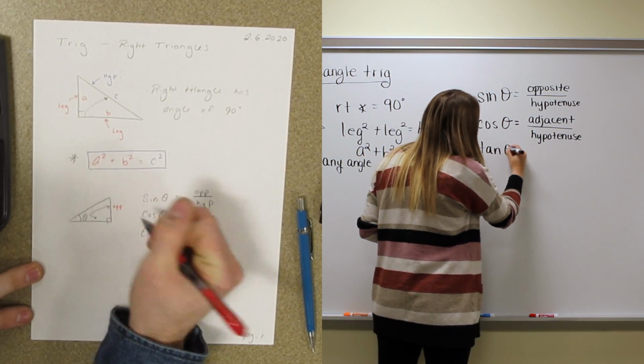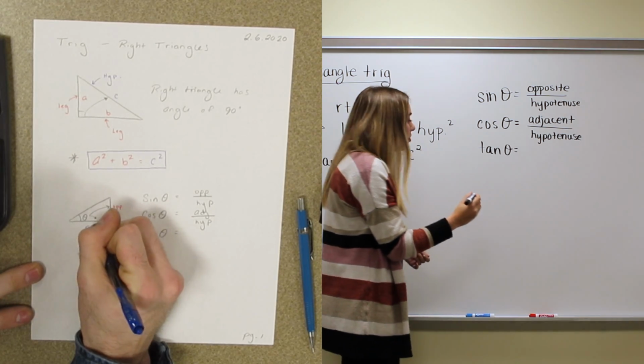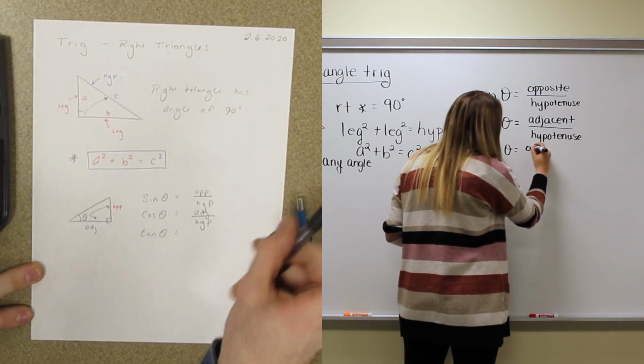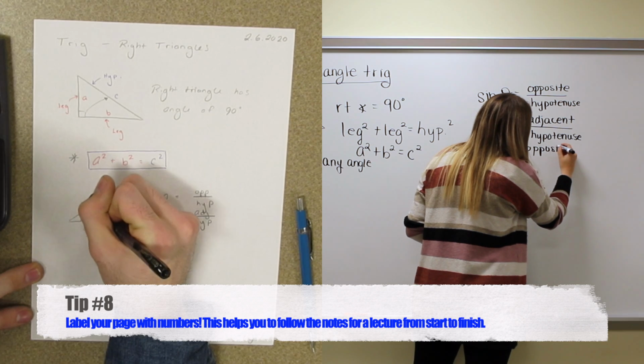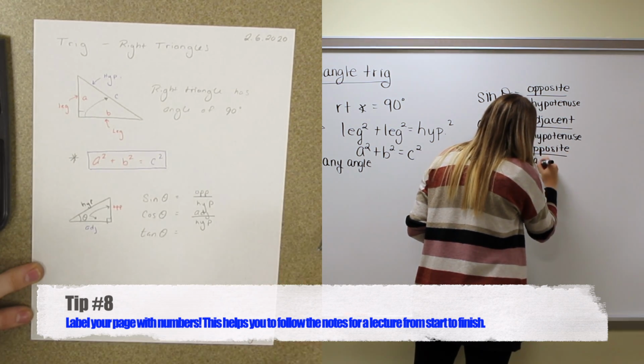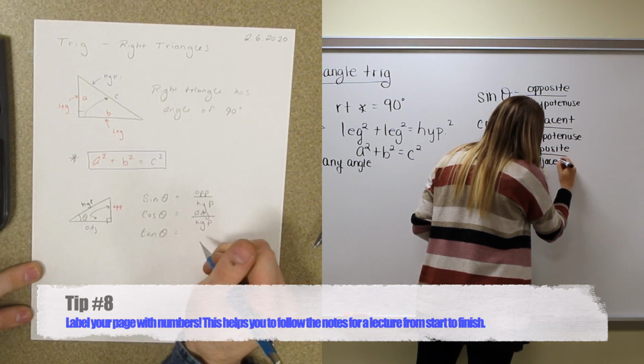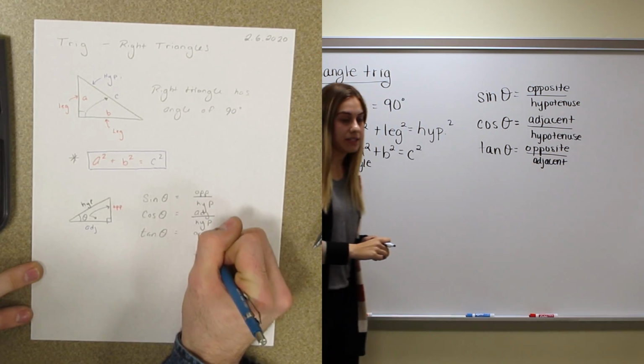And the last trig ratio we're going to be learning about today is tangent. Tangent is equal to the opposite side over the adjacent side.